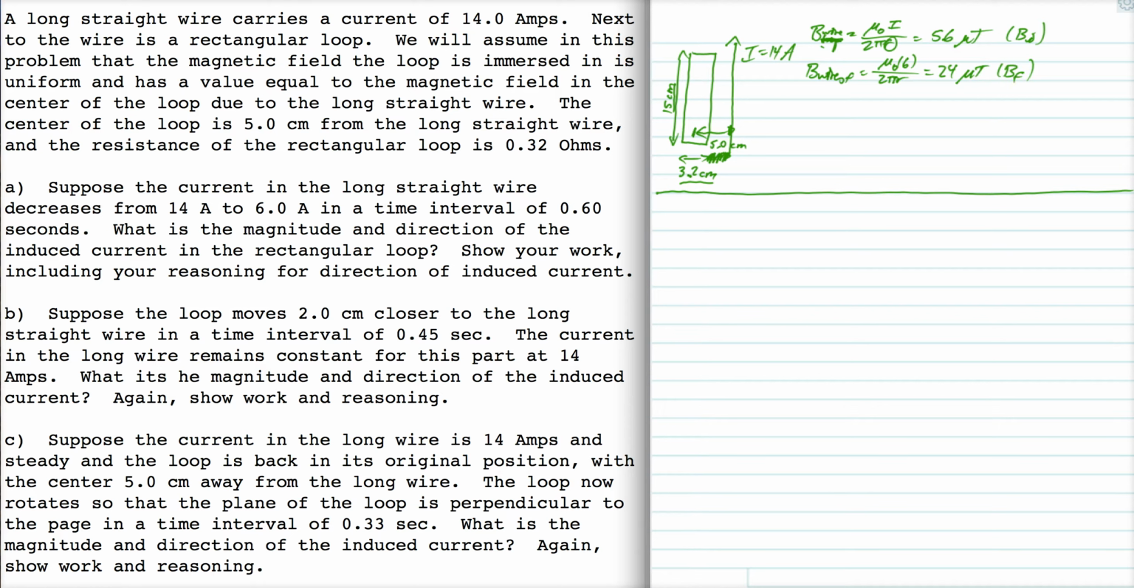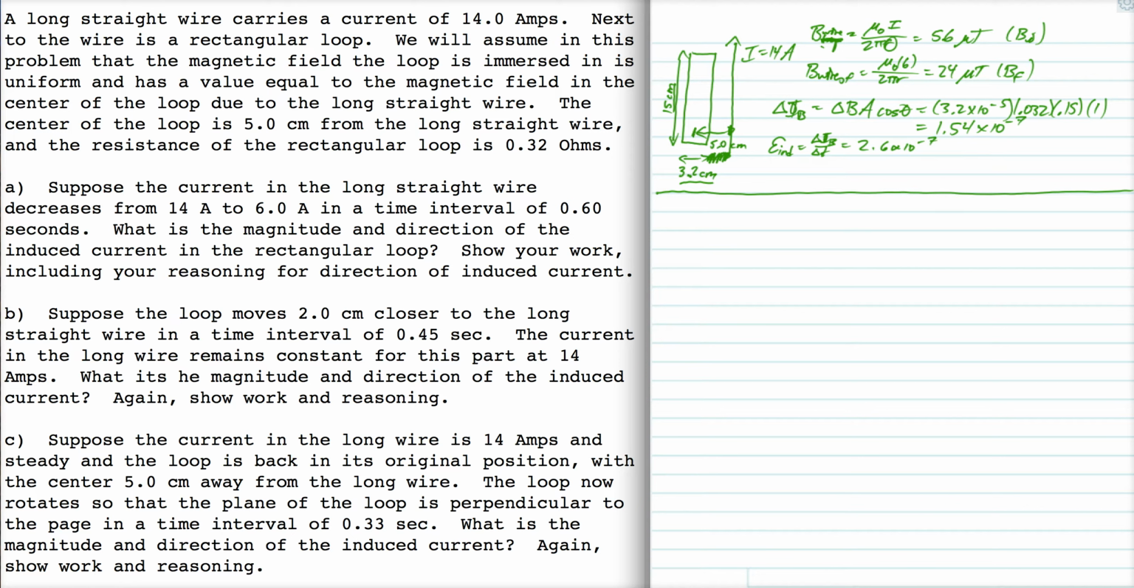And so delta phi B would be delta B A cosine theta, which in this case would be 3.2 times 10 to the minus 5, or 32 microtesla, times that area, which is 3.2 centimeters times 15 centimeters. The cosine theta term is just 1 because the magnetic field is perpendicular to the loop. So the change in flux is 1.54 times 10 to the minus 7. The induced EMF, which is delta phi B over delta t, is 2.6 times 10 to the minus 7.